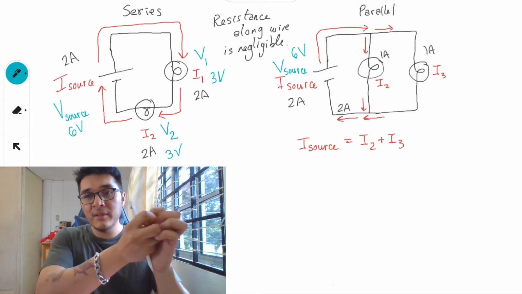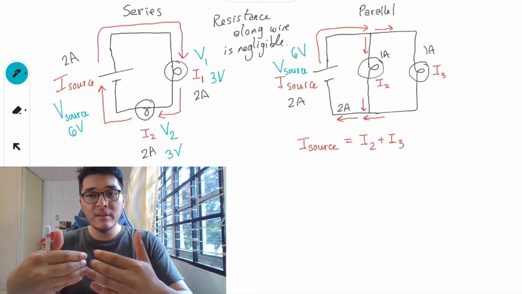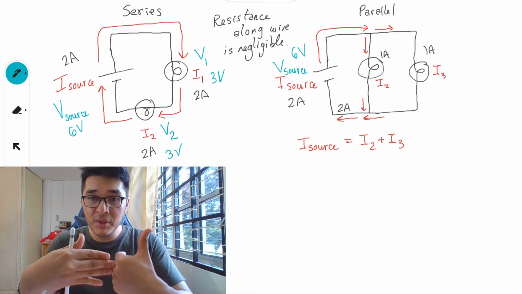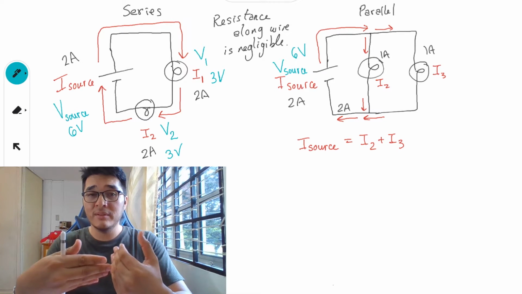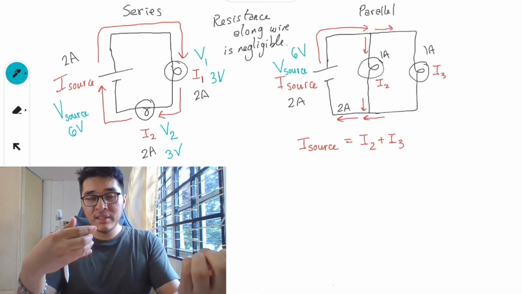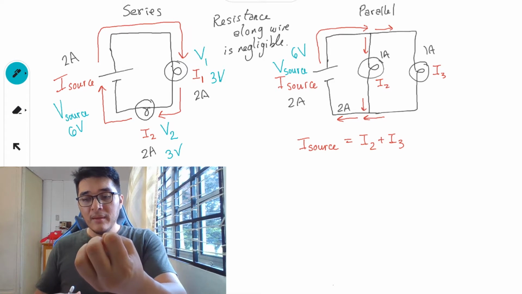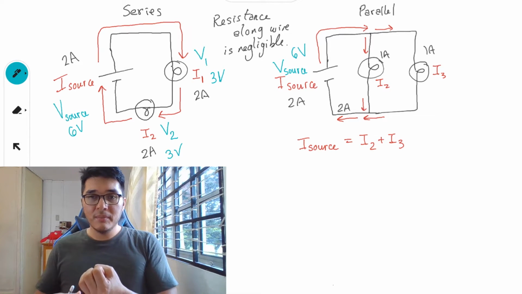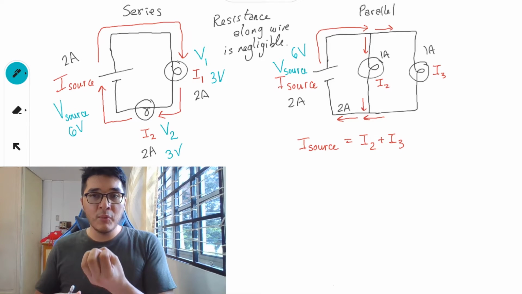And it carries it along, and when it meets a junction, what happens to the current? It splits. So this charge that's carrying 6 volts goes through one branch. So how much voltage is it carrying with it?